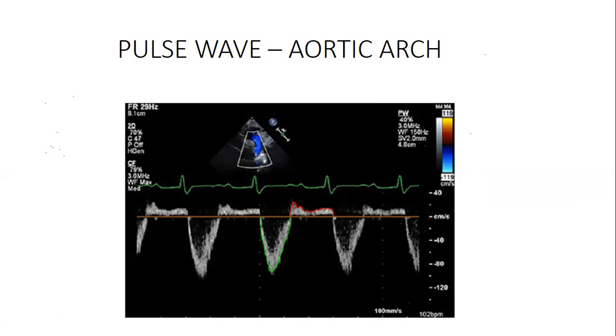We know how the aortic arc is moving. So blood is moving from the aortic root coming down this side. So normal aortic arc flow is a negative shift. That's why it's below the baseline. This is my baseline. By the way, the baseline can be adjusted either up or down.